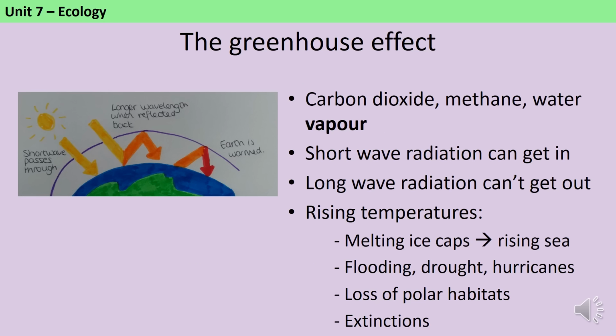Carbon dioxide, methane and water vapour are all examples of greenhouse gases, which are molecules that will trap infrared radiation, causing Earth to warm up.